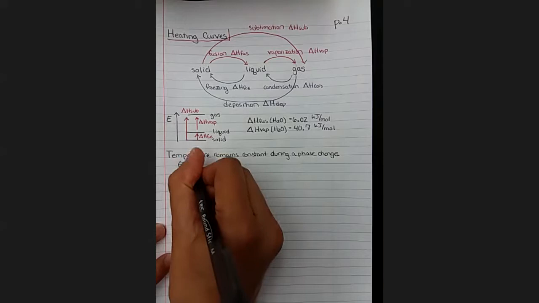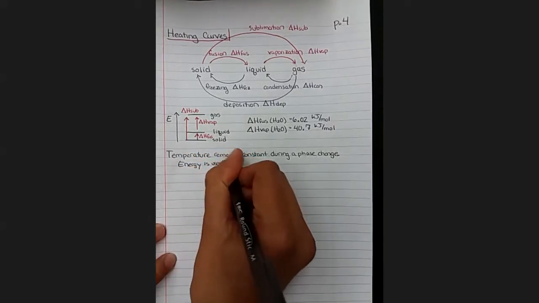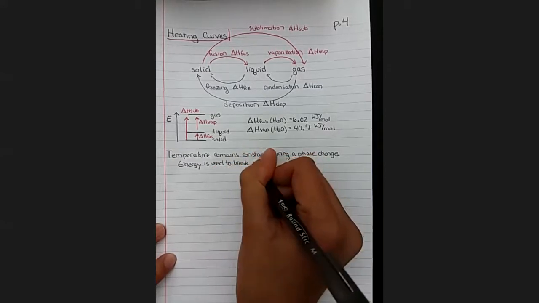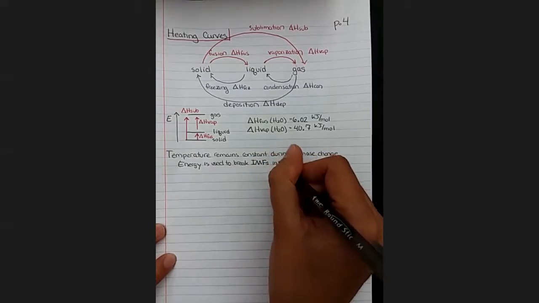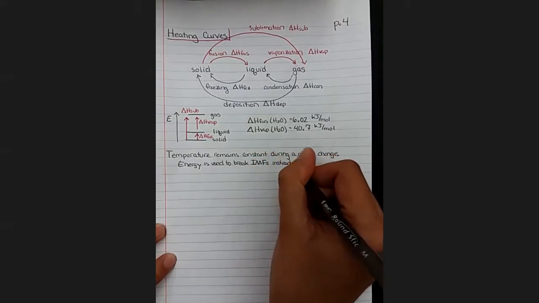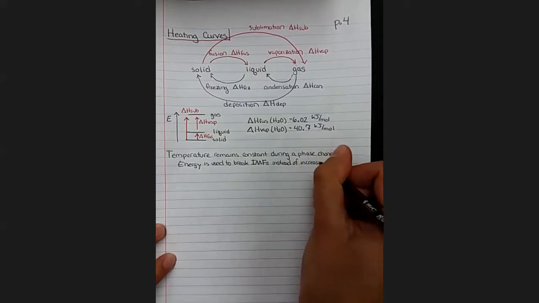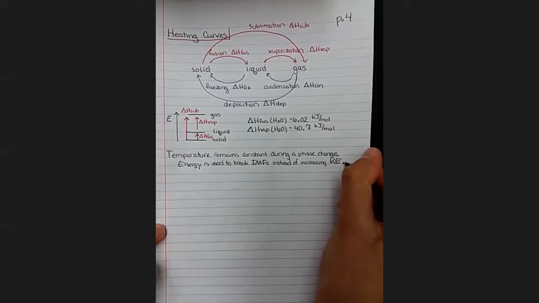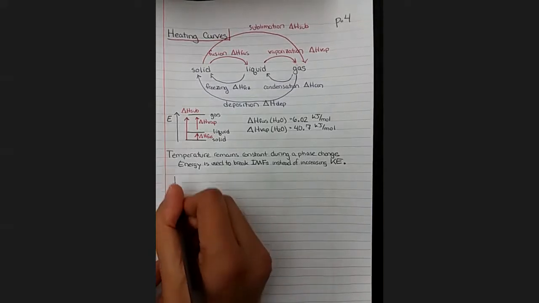So that energy that's put into the system is used to break intermolecular attractions, instead of increasing the kinetic energy like it does when there's not a phase change happening. And the easiest way to picture this is with a plot.